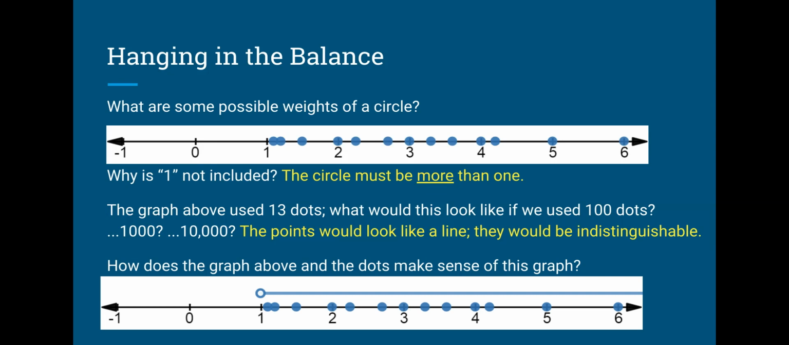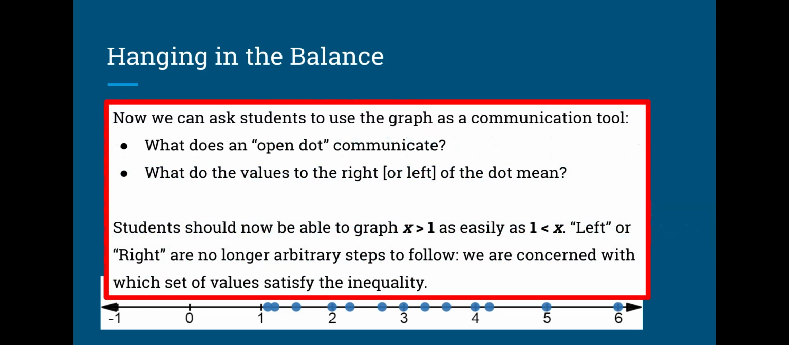And now we can start asking them, well, why is it that you didn't include this 1? Why is it that you have this so-called open dot? And students can say, well, the 1 wasn't actually included in our set of values. All of this changes the way we view the graph, and it's no longer about open dot, closed dot, right or left, these arbitrary rules, because now it's a communication tool.